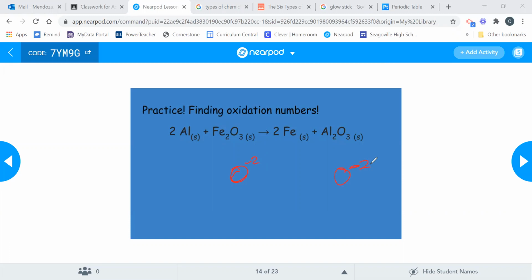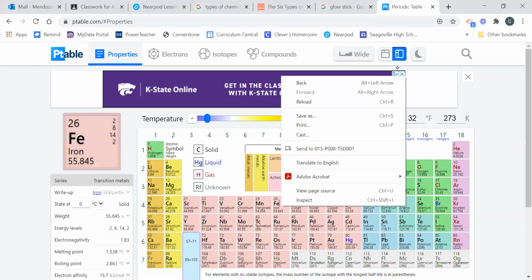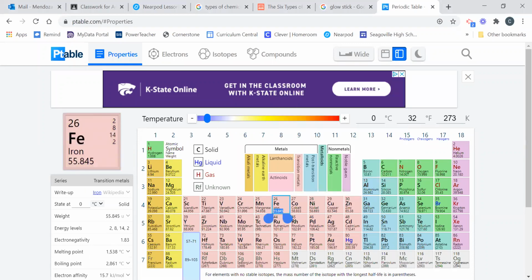And if you remember how we name transition metals, because remember, let's go back. This is iron, and this is aluminum. So iron is right here. This is our iron. And where is aluminum? Aluminum's over here. This is aluminum. This is iron. So iron is not set, if you remember about transition metals, because this is a transition metal, and then aluminum is set.